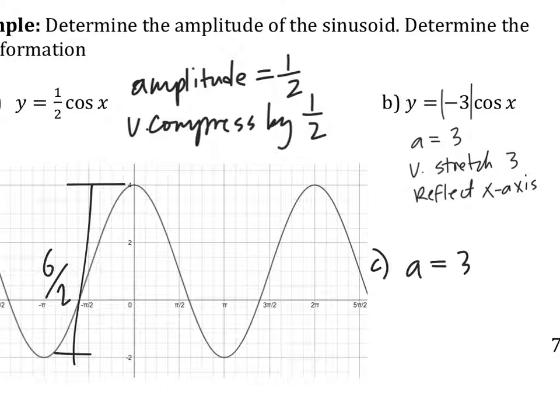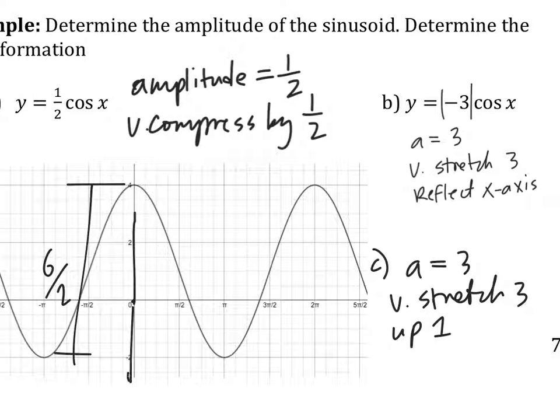Elizabeth, what is one transformation? Vertical. Oh yeah, vertical stretch 3. Correct. And then Raymond, can you find the last one? This one's a little bit tricky. Up 1. Okay, so basically this graph should have started at 0 and then goes up 3, down 3. So this time it's going up to 4, and on the bottom it's going down to -2, so you know it moved up 1.